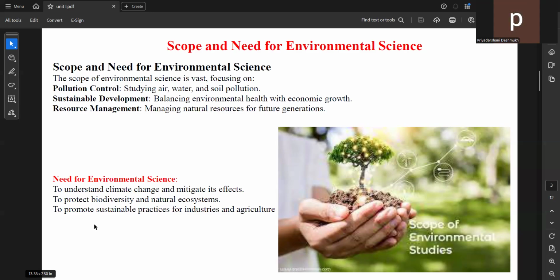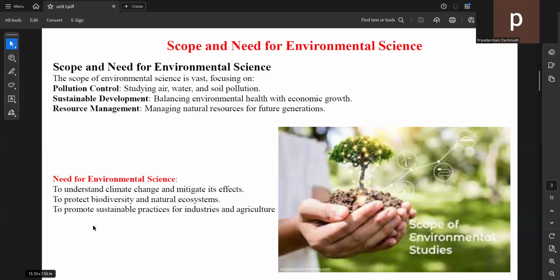Now, the next is the need for environmental science. We all know that we are facing global warming, greenhouse gases, and the melting of polar ice. These are the serious issues that we are going through nowadays. So therefore, the need for environmental science is there.